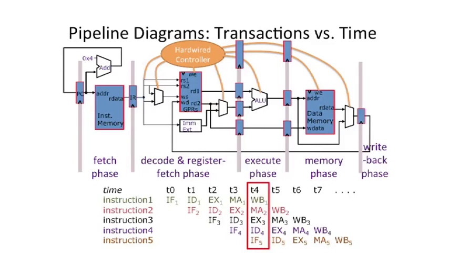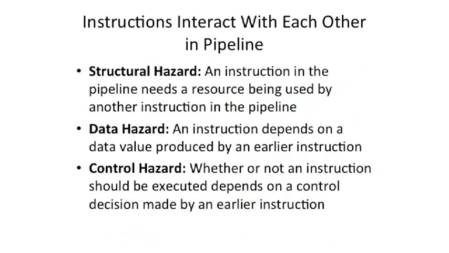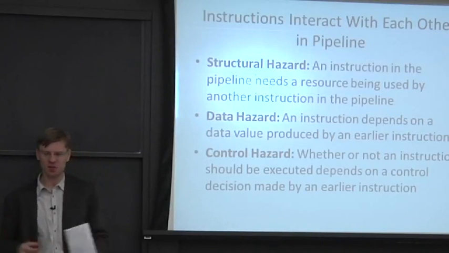OK, so now we're going to move off idealized pipelines and talk about non-ideal pipelines, or why pipelines are maybe not ideal. And we're going to introduce a piece of nomenclature here called a hazard. So a hazard is anything where you have multiple portions of your pipeline interacting in a way that will cause a problem.